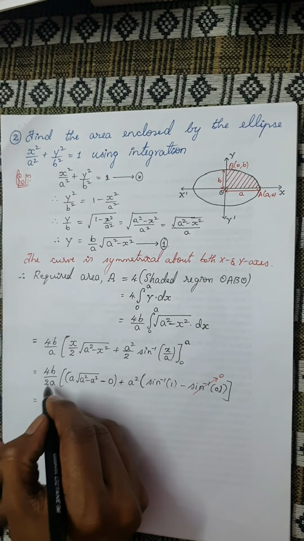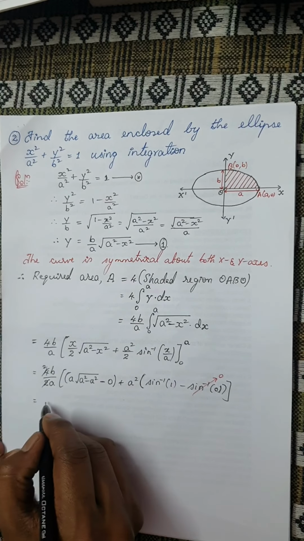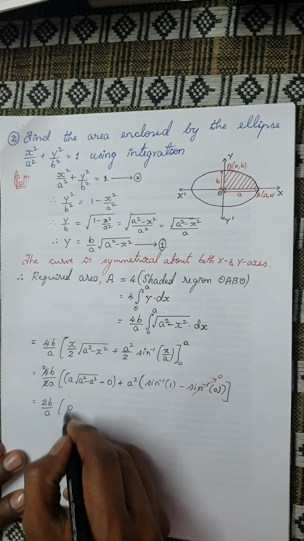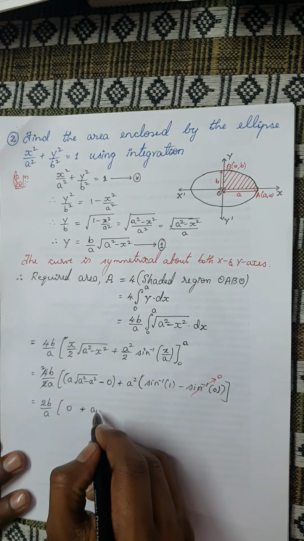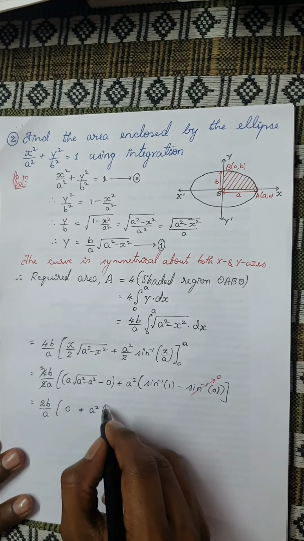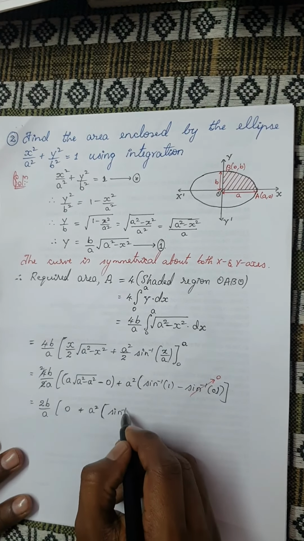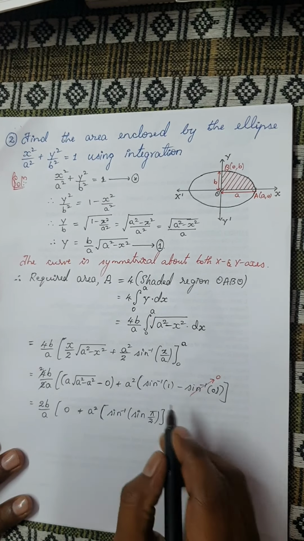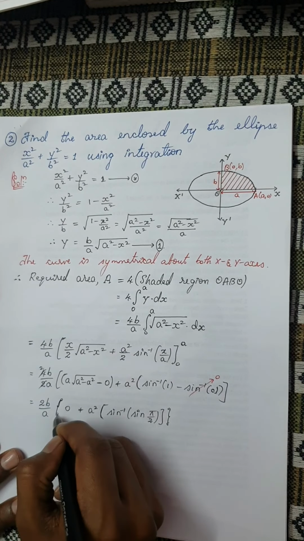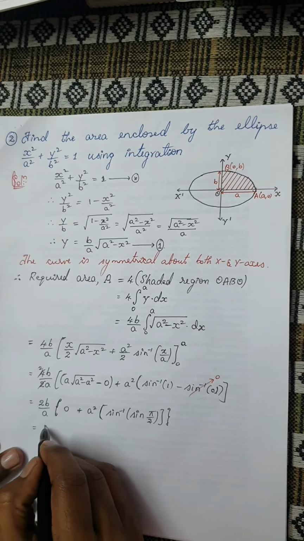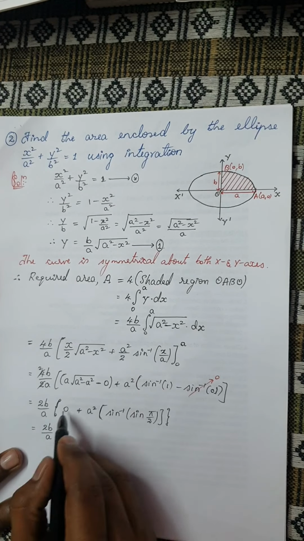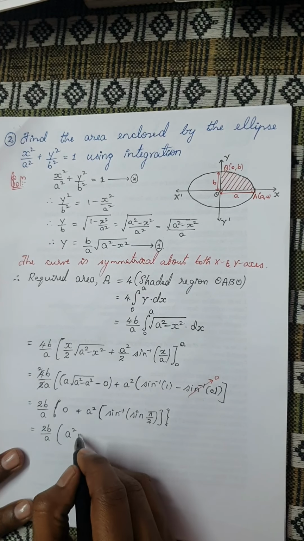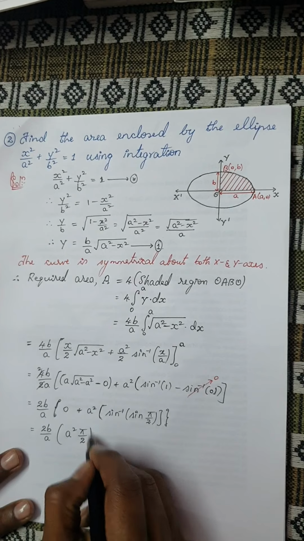Now 2 and 2 get cancelled, so you will get 2b by a. This part is purely 0. Plus I'll get a square into sine inverse of 1, which I can write as sine pi by 2. This is my outer bracket, so this becomes 2b by a. This is anyhow 0. Let me remove the bracket. I'll get a square into sine inverse, and sine will be nullified. You will get pi divided by 2.